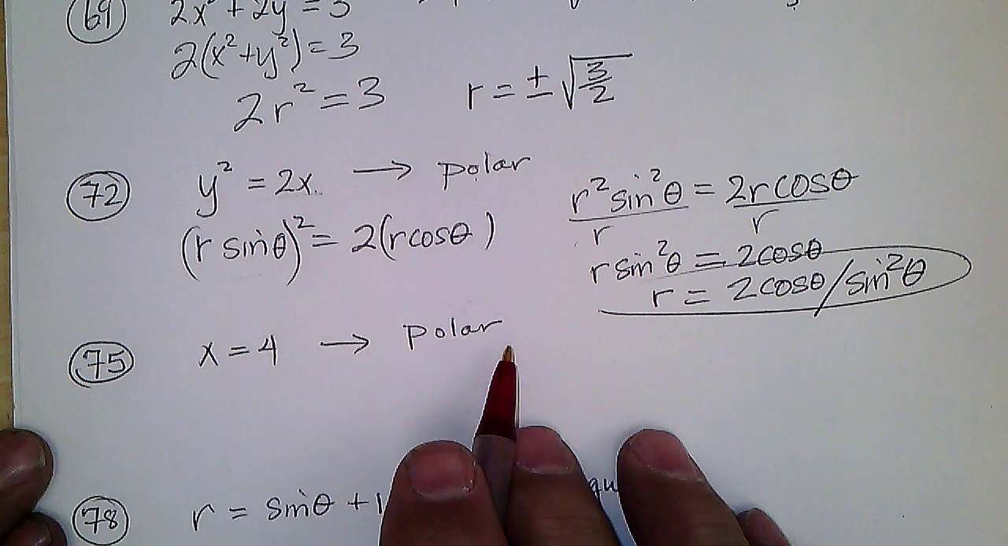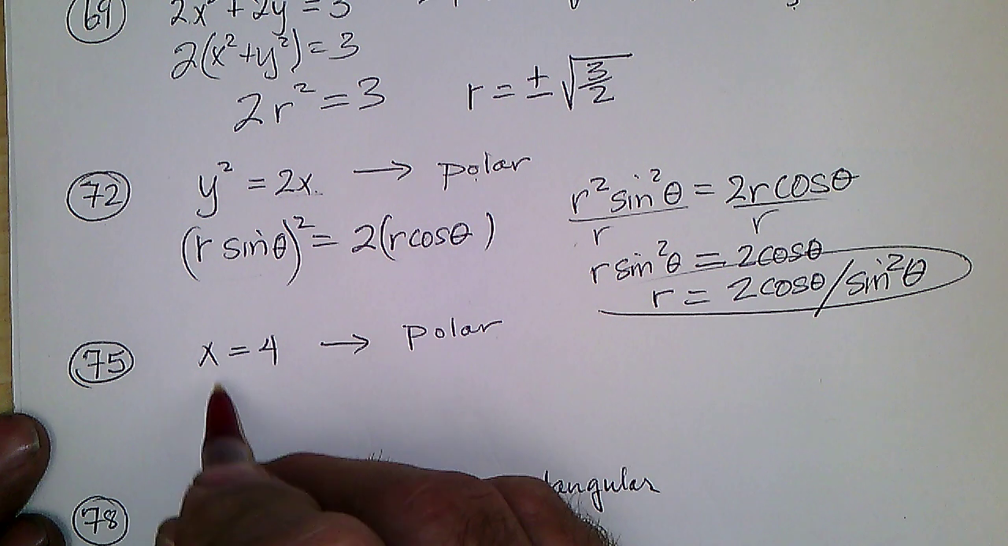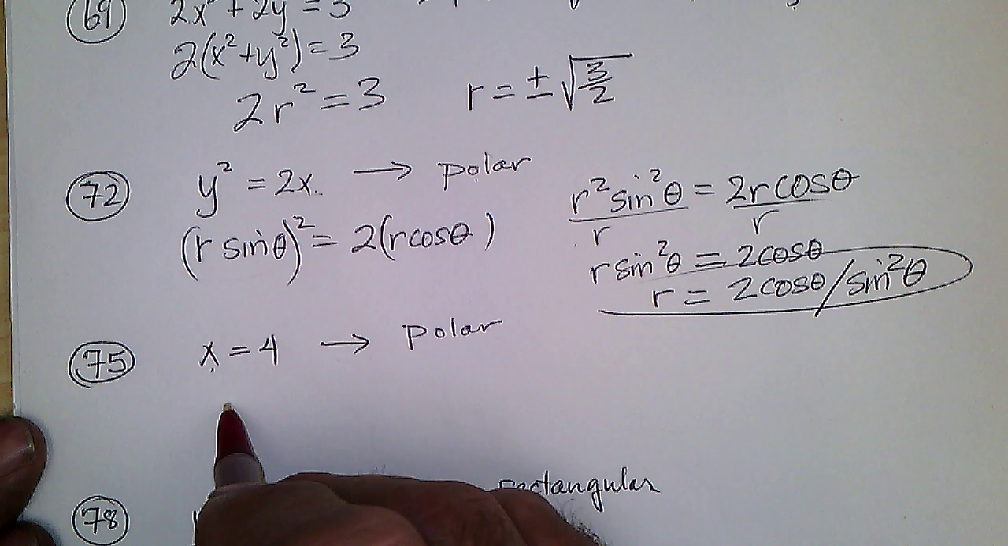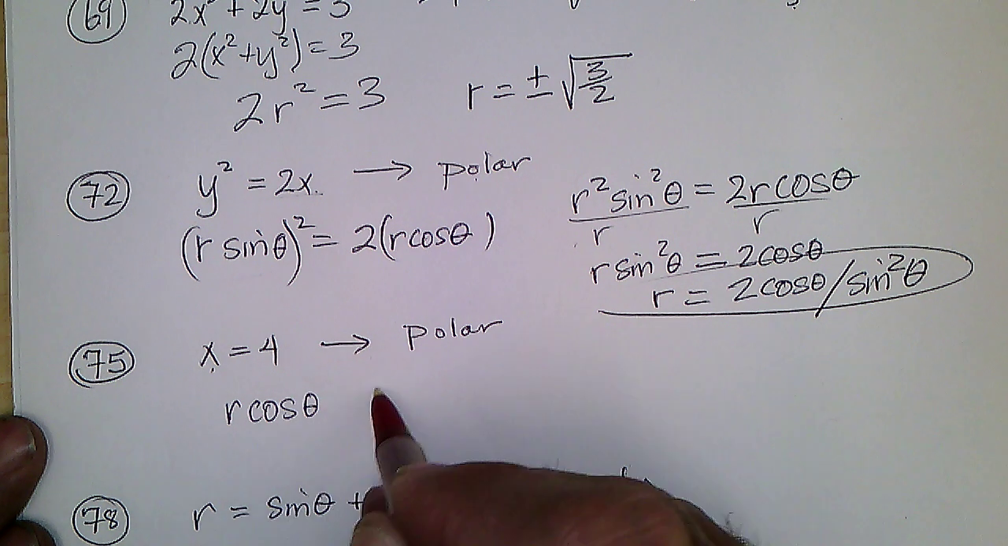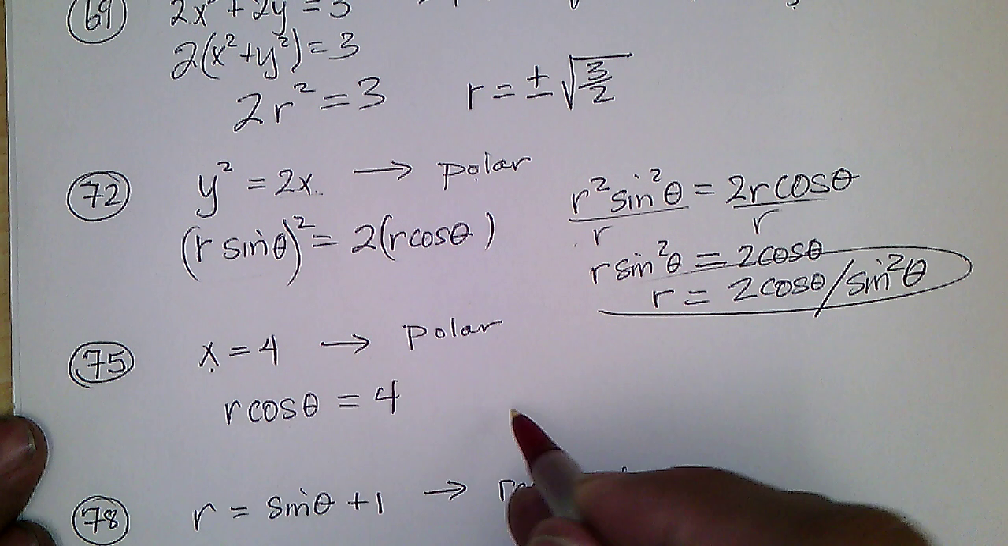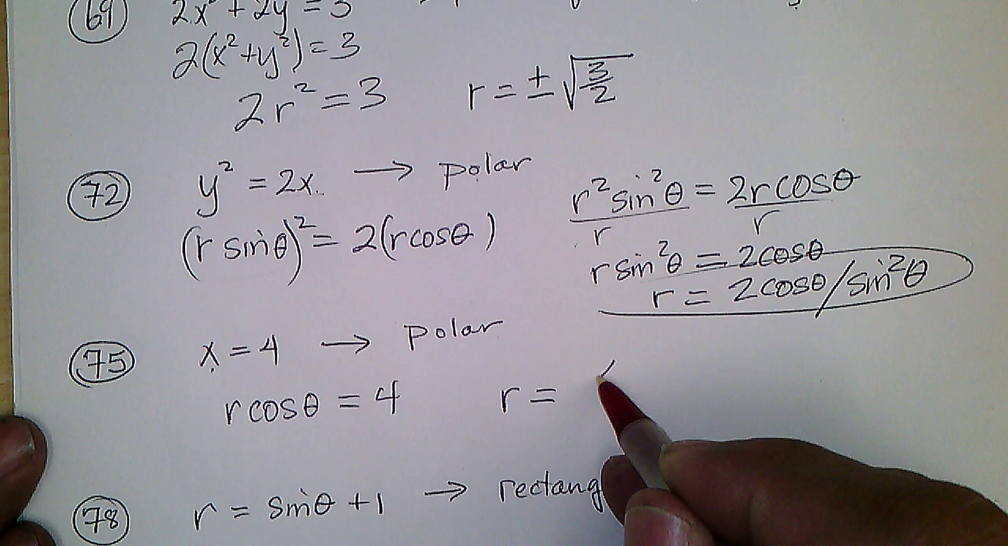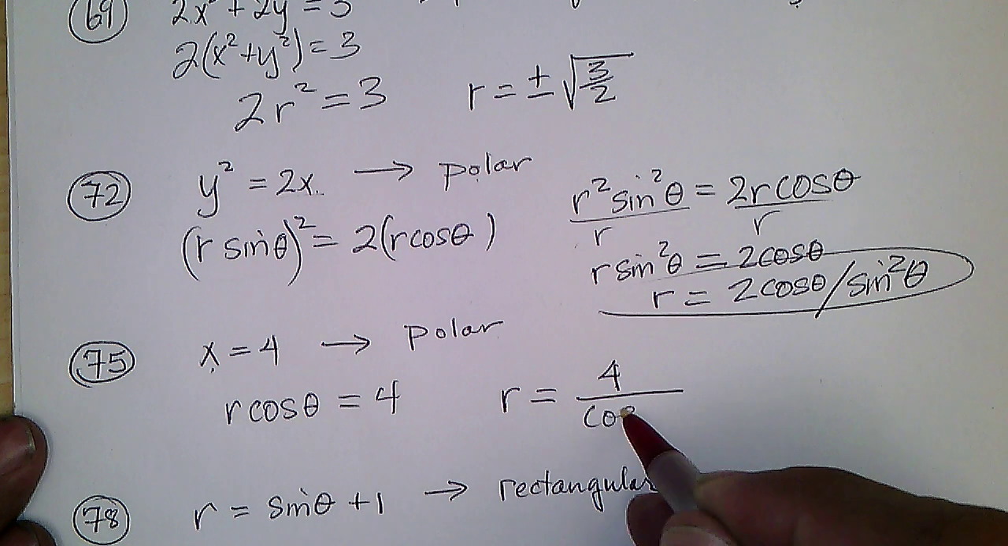We got one more to change to polar. Well, x is r cosine theta equals 4, and so r would equal 4 over cosine theta.